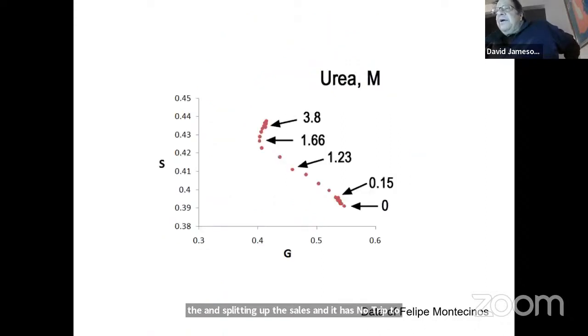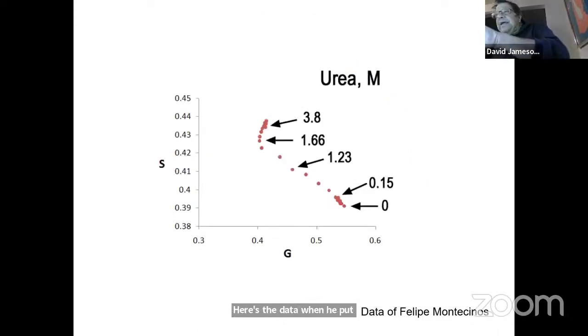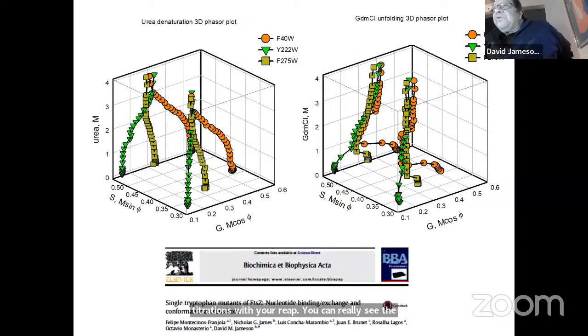And here's the data when he put in a tryptophan in position 40. You can see he made very detailed titrations with urea. You can really see the phasor plots move in a reproducible manner. Then he went on to look at 3 different single tryptophan versions of this protein.